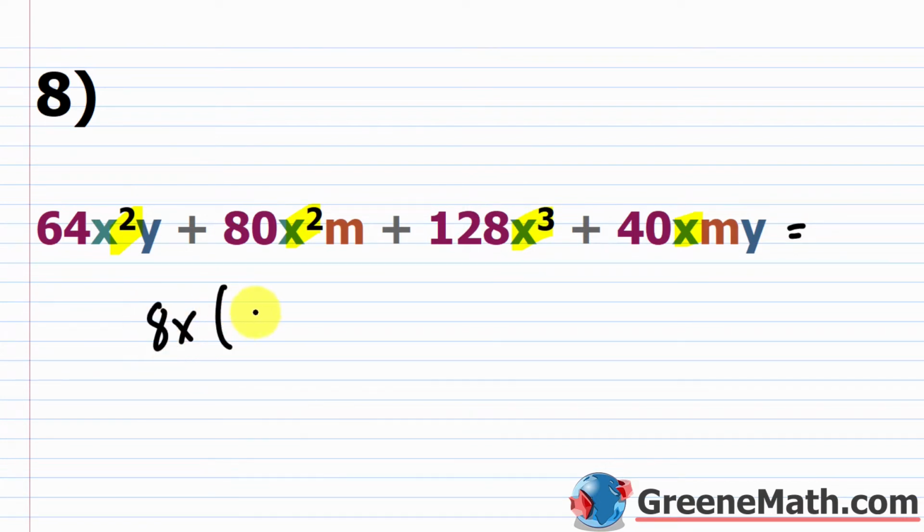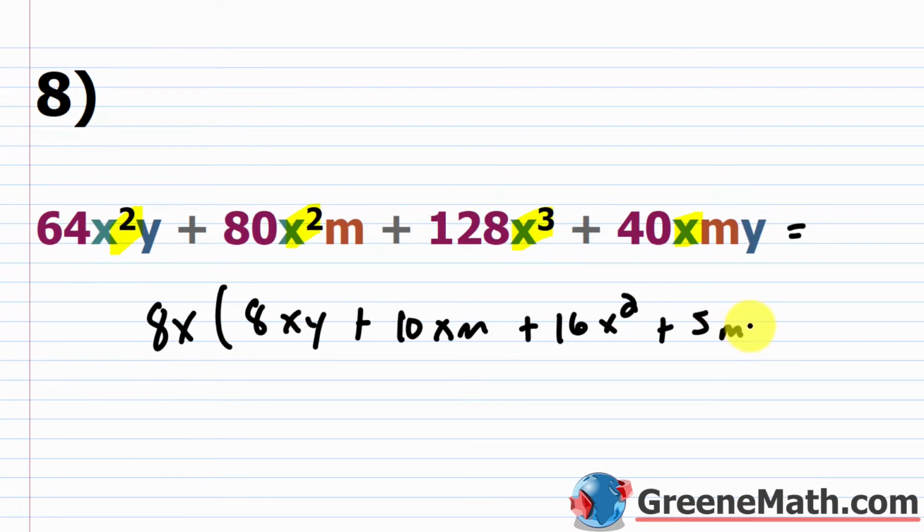So inside here, I would have 8xy. And then plus, I'm going to have 10xm. And then plus, I'm going to have 16x squared. And then plus, I'll have 5my. Okay, so I pulled out an 8x from each term.